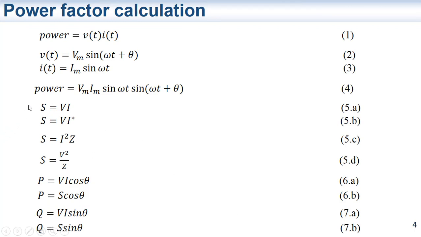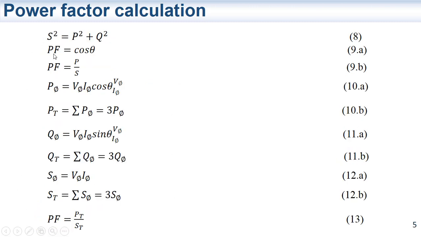Basically, in alternating current, the apparent power is a product of voltage multiplied by the current, and the active and reactive power are calculated accordingly. Now the power factor, as we said, is the ratio between the active and apparent power, but it's also the cosine of theta, and theta is the angle between the current and voltage. So far these are calculations for a single phase. For a three-phase, the calculations are similar, and in this case the power factor of a three-phase will be the ratio between the active power of all three phases to the apparent power of all three phases.